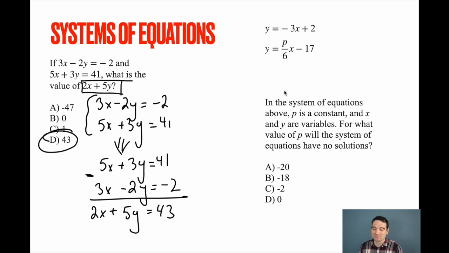Okay, let's take a look at this one. In the system of equations above, p is a constant and x and y are variables. For what value of p will the system of equations have no solutions? No solutions? What does that even mean? Well, the way to understand this is to think about a graph, right? And I hope the minute you saw y equals negative 3x plus 2 and y equals p over 6 x minus 17, you said, y equals mx plus b, right? Because that's what this is.